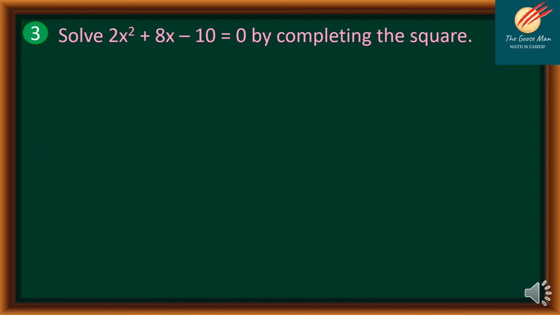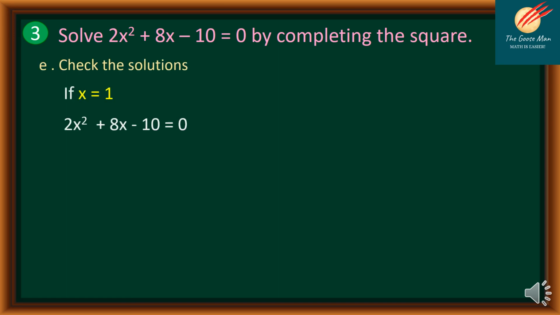Okay, since I found two values of x, let's use them in order to check whether those values will satisfy the given equation. So if x is equal to 1, using the original equation, substitute the value of x is equal to 1. So I have here 2 times 1 squared plus 8 times 1 minus 10. But take note that 1 squared is equal to 1 times 2 is equal to 2. Then we have 8 times 1 is equal to 8, minus 10 equals 0. So 2 plus 8 is equal to 10 minus 10, so that is equal to 0 equals 0.